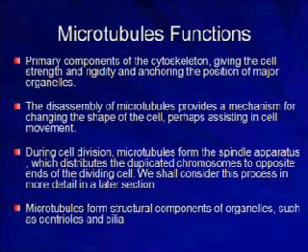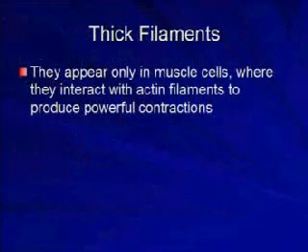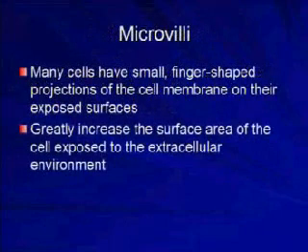During cell division, microtubules form a spindle apparatus which distributes the duplicated chromosomes to opposite ends of dividing cells. We shall consider this process in more detail later in the lecture series. Microtubules form structural components of organelles such as centrioles and cilia. Thick filaments appear only in muscle cells, where they interact with actin filaments to produce powerful contractions.